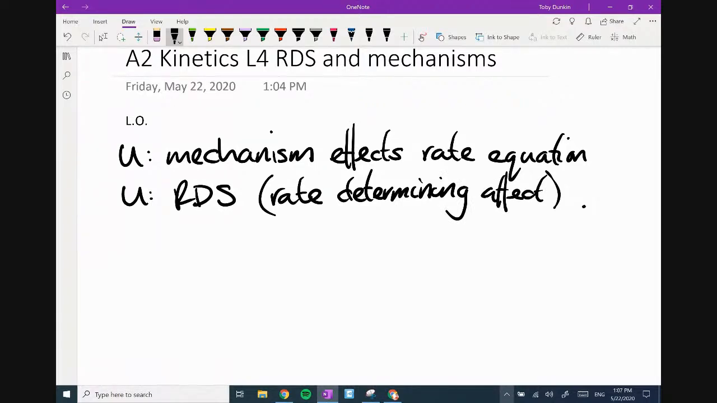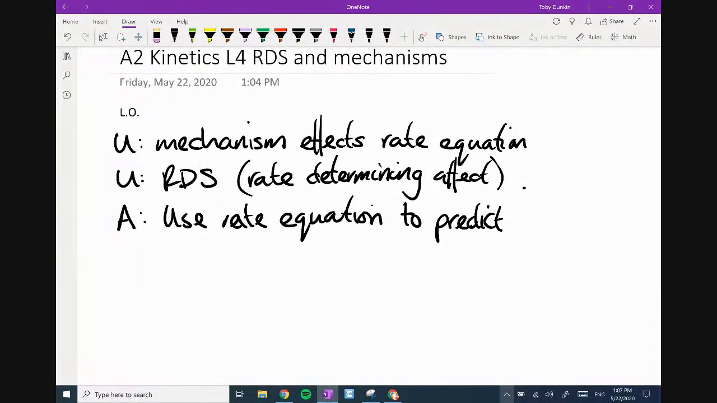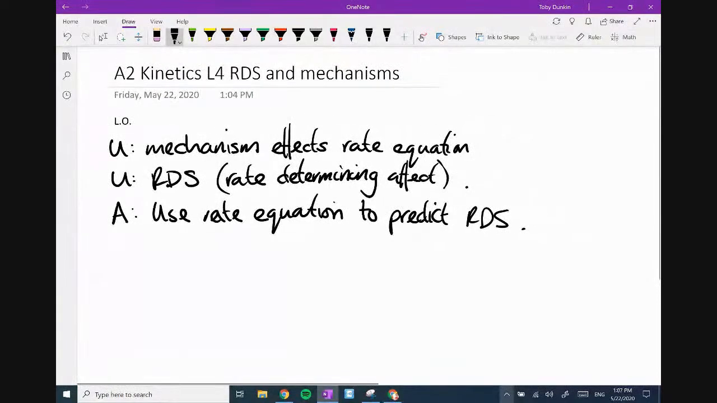The last learning objective that I put onto YouTube was: be able to use the rate equation to predict slow step. I'll put RDS. That seems reasonable. I'm sorry about the learning objectives being so long, guys. I do apologize for that one.